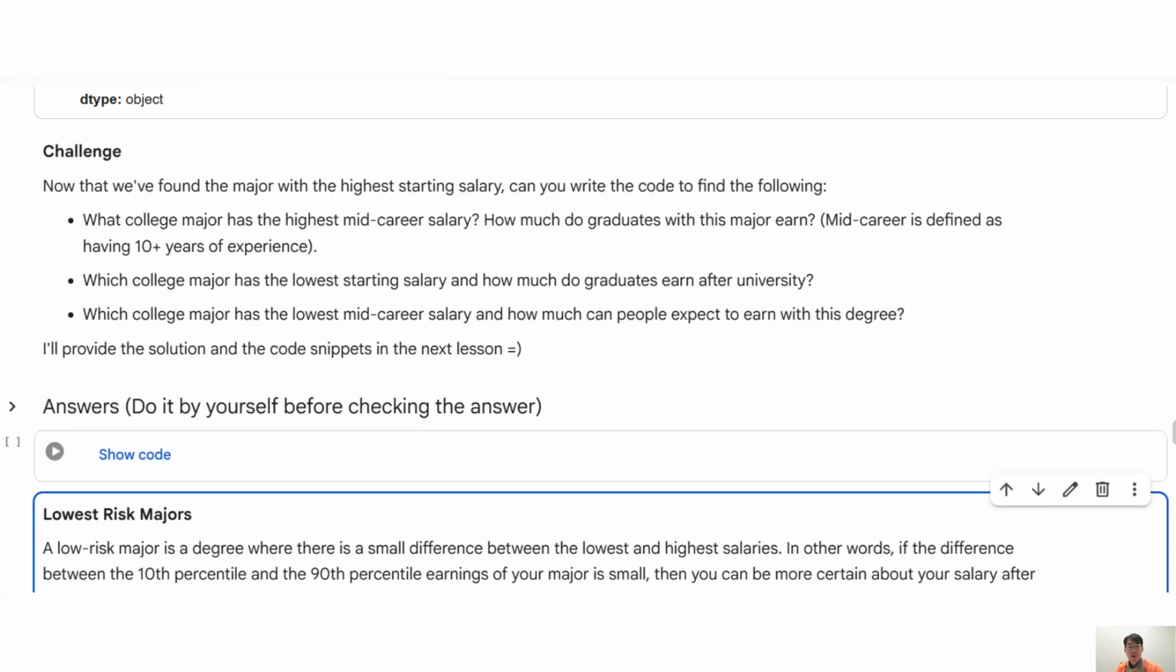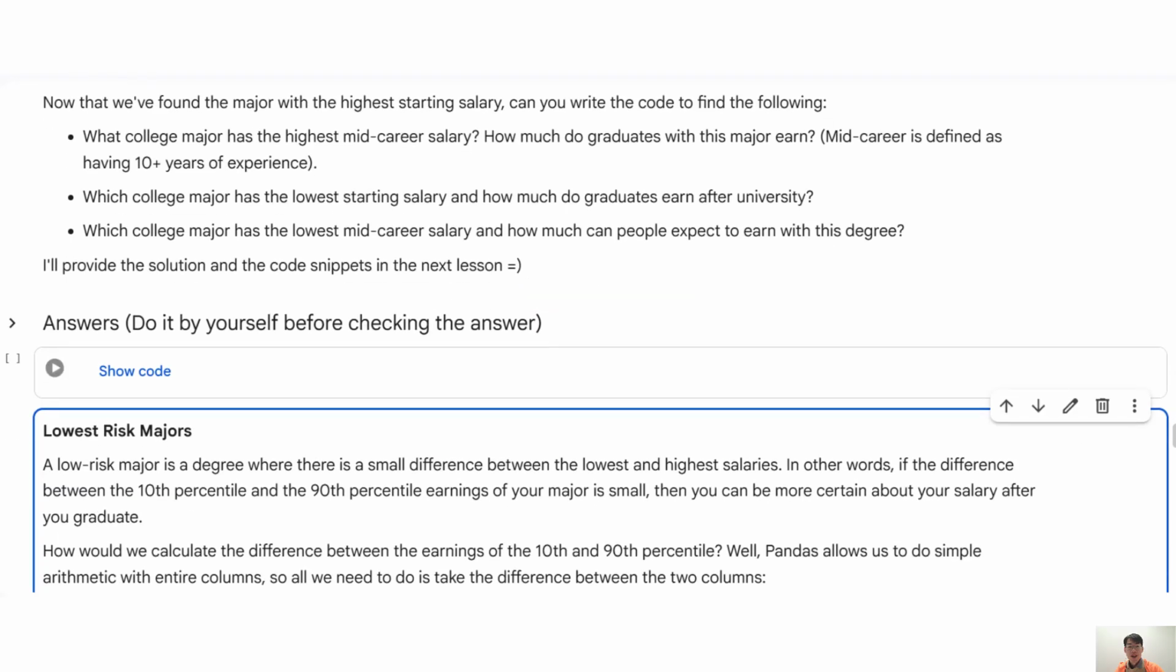And also we want to look into the lowest starting salary and how much graduates earn after university, and also the lowest mid-career salary and how much they earn. So you can spend time trying to figure it out by yourself. We'll get back here in 10 minutes. Okay, I think you can pause the video and work on it. I'll give you a 10-minute counter. We're going to start anyway.